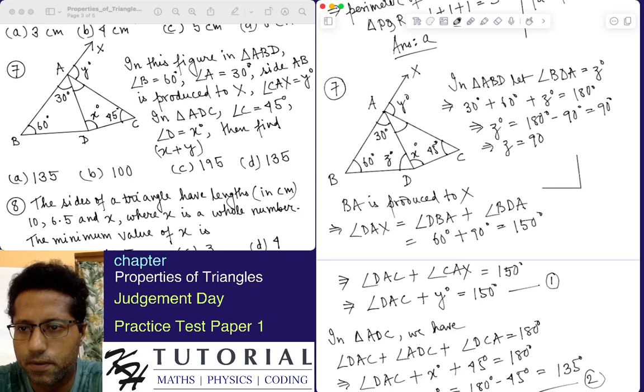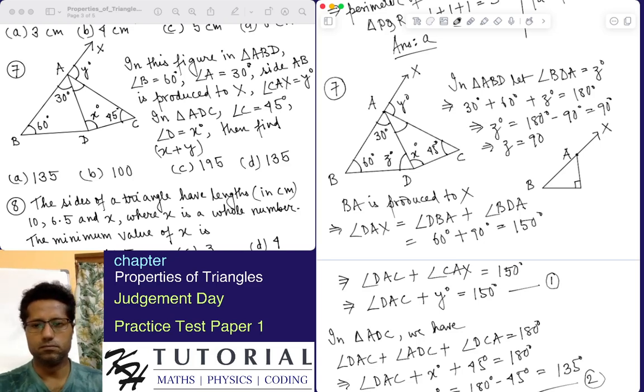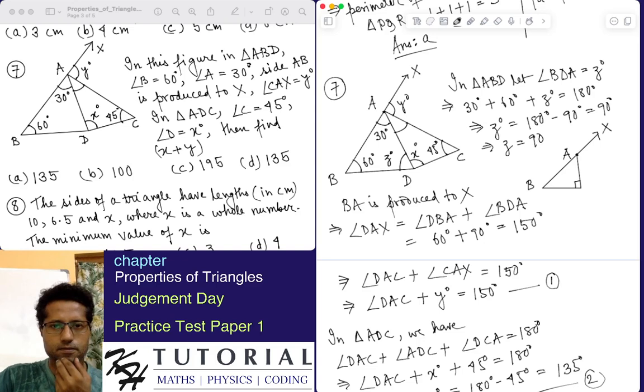AD will be perpendicular. This is perpendicular. So we have something like this. This is B, this is A, and A has been produced to X. Now, for the triangle ADC, CAX is Y. Now, how is the triangle ADC formed?